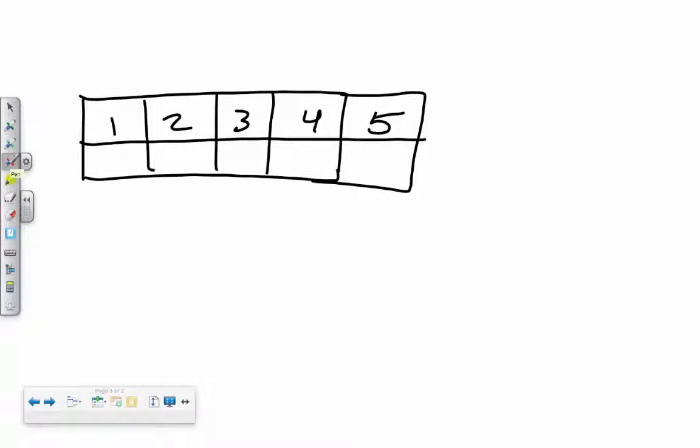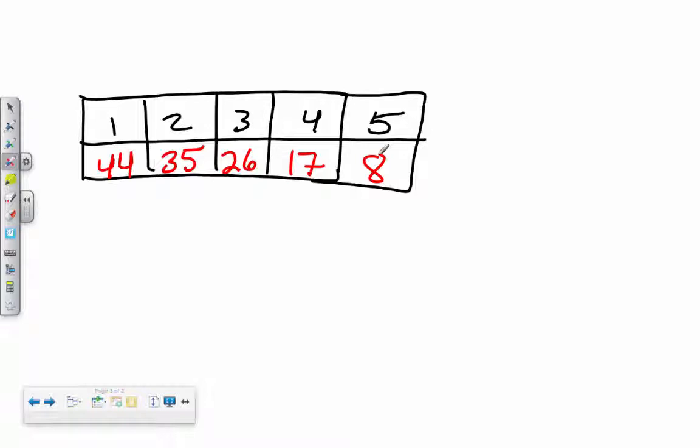And we have 44, 35, 26, 17, and 8. Okay, now the 1, 2, 3, 4, and 5 on top are just telling us what's happening as it goes on. So really, we're going to look at the red numbers. We want to look at the red numbers.